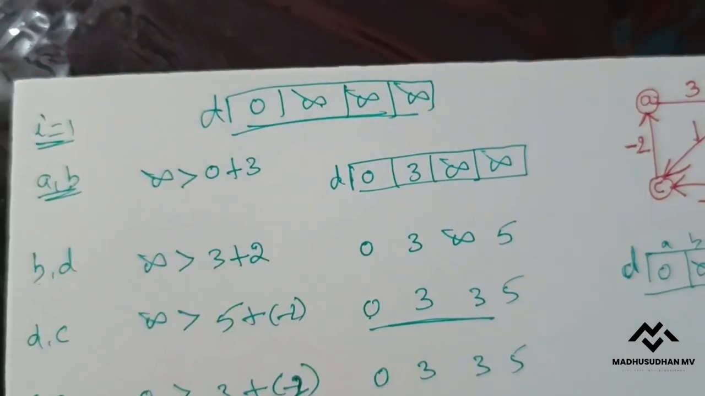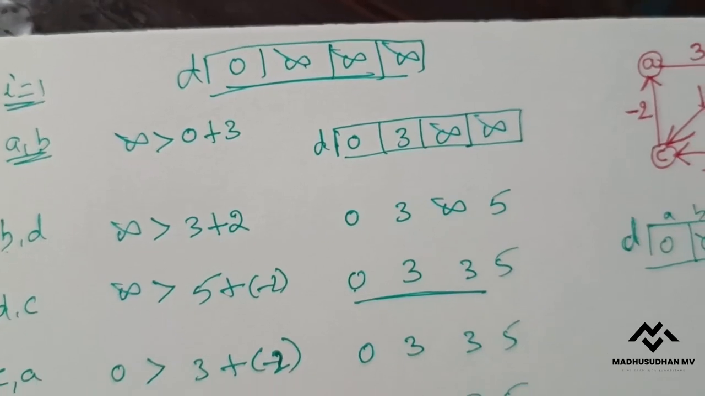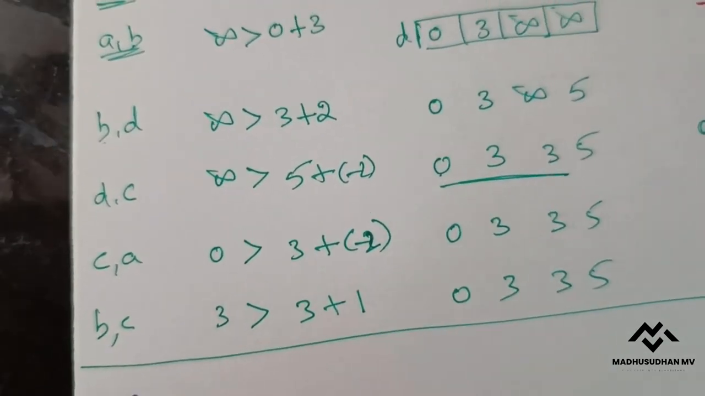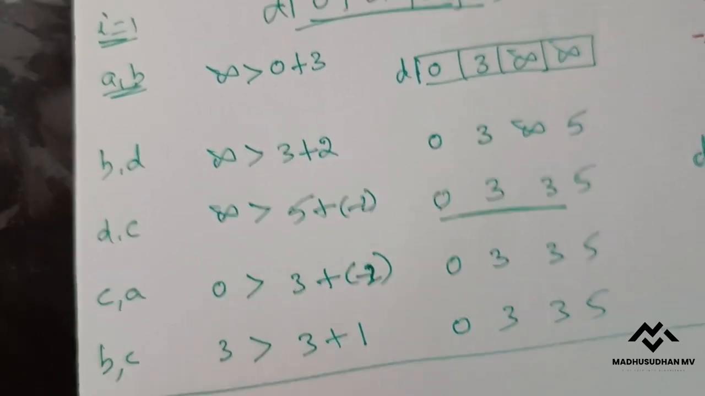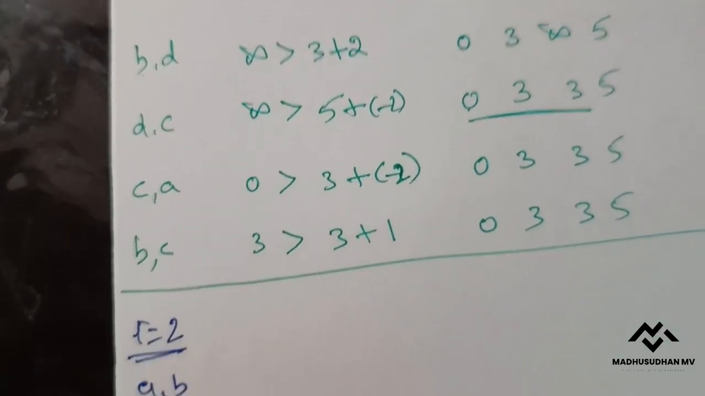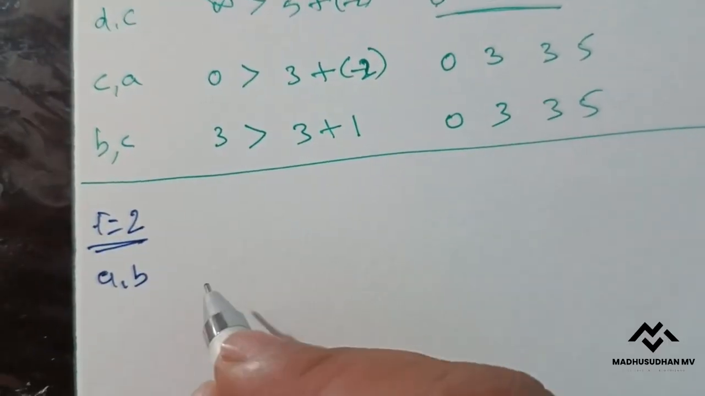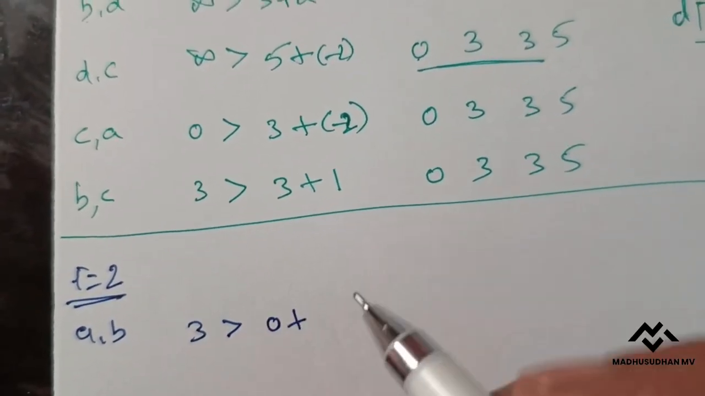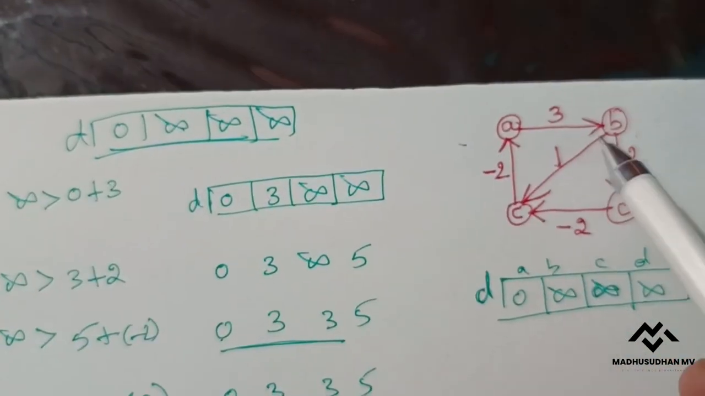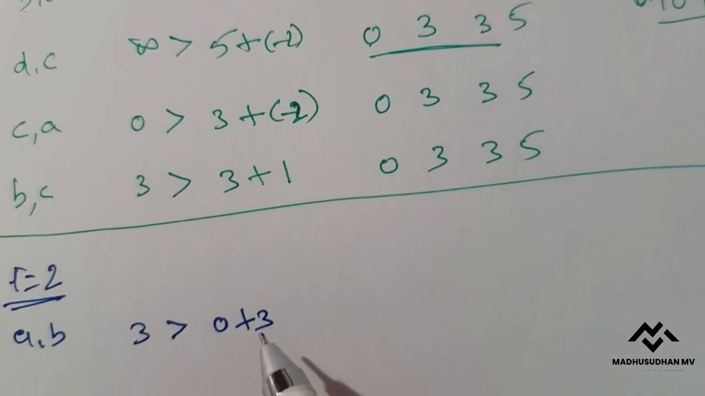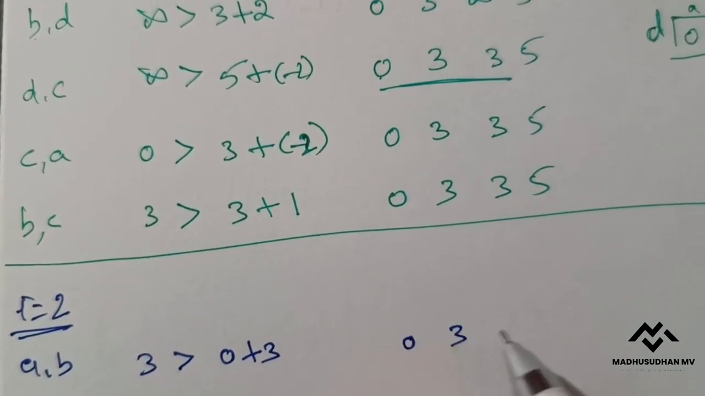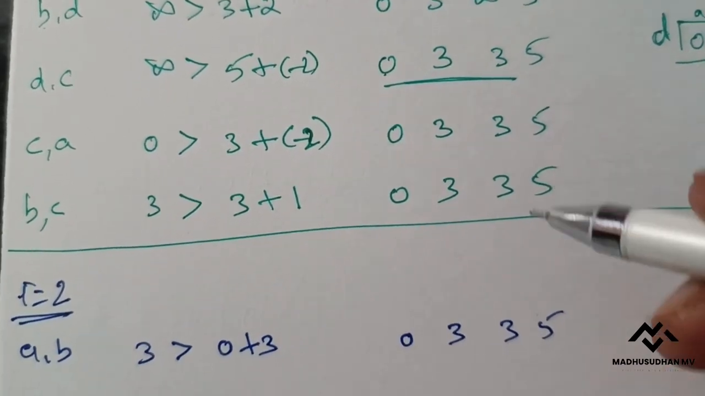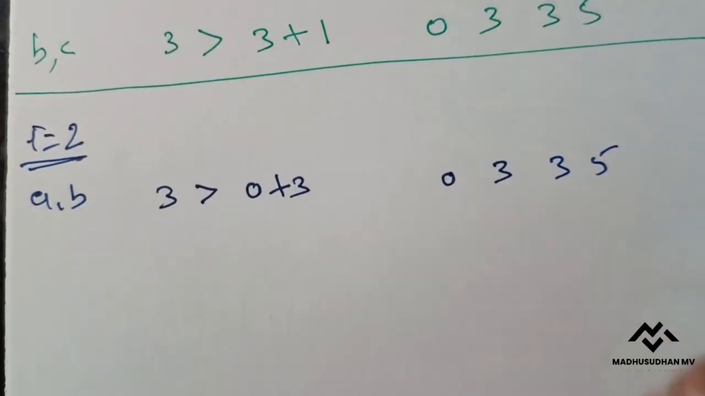Okay, this is done for I is equal to 1. Now I will take I is equal to 2. Same thing. Again, first edge A comma B. Is distance of B, 3, greater than distance of A, 0, plus cost of A to B? Cost of A to B is 3. 3 greater than 3 is false. So I am retaining. See, there is no change in the values. It is kept constant.